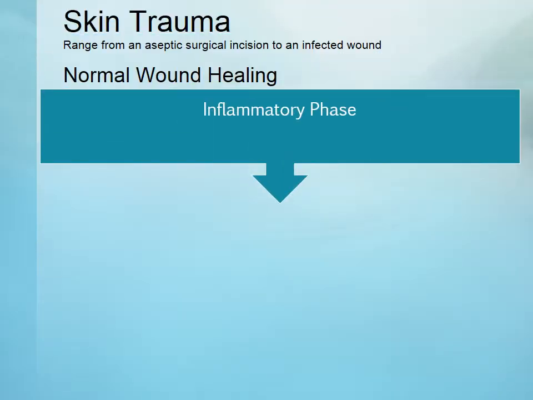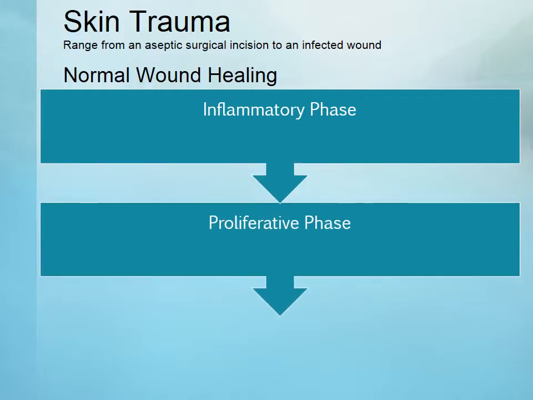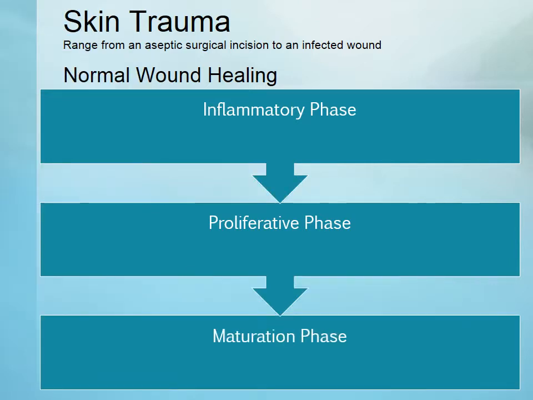What are the causes of skin trauma? They can range from aseptic surgical incisions to a grossly infected draining pressure ulcer with deep tissue destruction. During wound healing, normally there are three phases: the inflammatory phase, the proliferative phase, and the maturation phase.